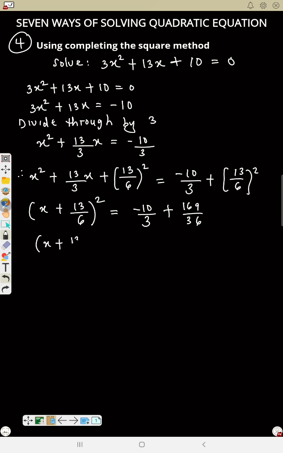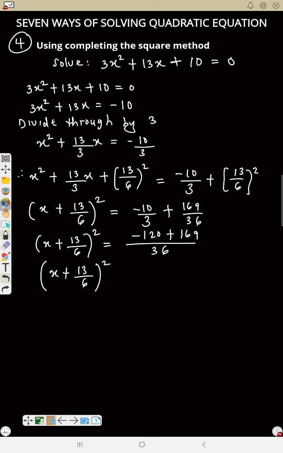So x plus 13 over 6 squared equals, LCM is 36. 6 in 36, 3 in 36, 12. 12 times 10, 120. So minus 120 plus 169. So 169 minus 120, that's 49. Now to remove this square, take the square roots of both sides.